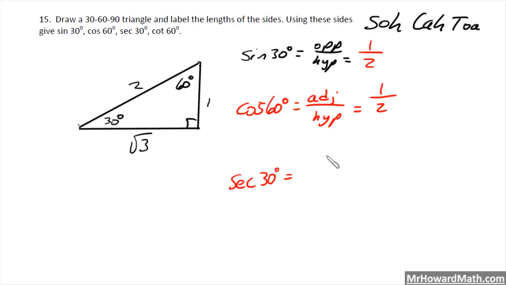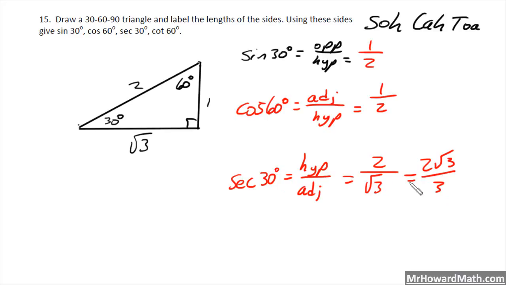Next, secant of 30 degrees. So secant is the reciprocal of cosine, so it's going to be hypotenuse over adjacent. It's just the reciprocal of this right here, so hypotenuse over adjacent. So from the 30-degree angle, hypotenuse is always the hypotenuse, and then the adjacent side would be the square root of 3. We want to rationalize that denominator, so we get 2 square root of 3 over 3. So secant 30 is 2 square root of 3 all over 3.